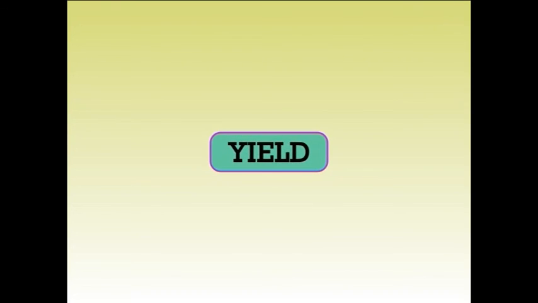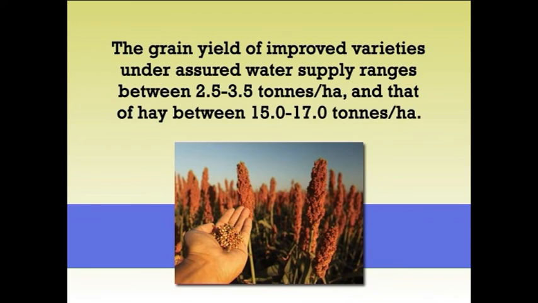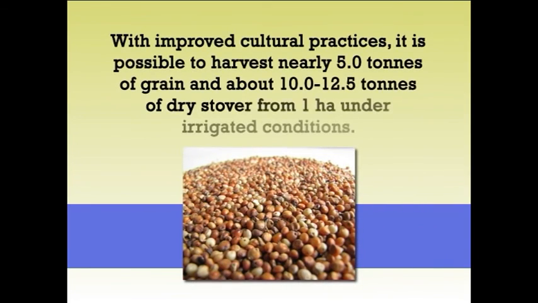Now let us see how much yield we can expect. The grain yield of improved varieties under assured water supply ranges between 2.5 to 3.5 tons per hectare and that of hay between 15 to 17 tons per hectare. With improved cultural practices, it is possible to harvest nearly 5 tons of grain and about 10 to 12.5 tons of dry stover from 1 hectare under irrigated condition.